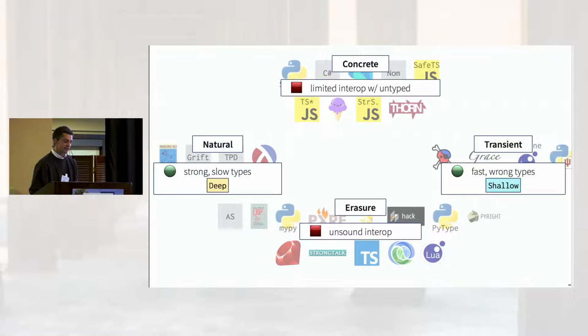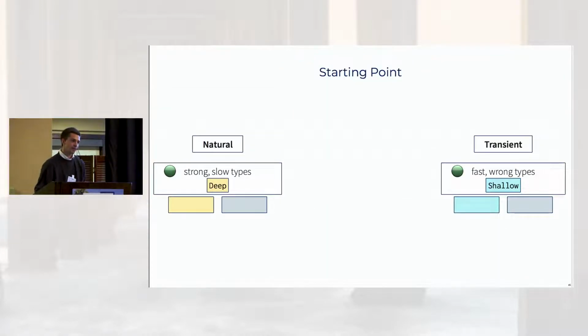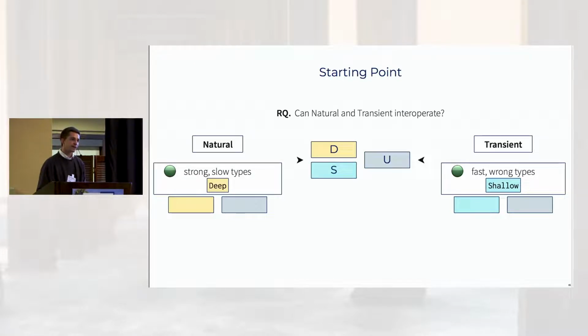We are interested in these other 2, natural and transient. And yes, the quick explanation is that natural gives you slow but strong types, and transient gives you fast, wrong types. And the label that I use to talk about the specification is deep types on the natural side, shallow types on the transient side. So deep and shallow are the guarantees that we expect these types to provide. Natural and transient are the implementation strategies that give us these. So what we'd like to do is take these 2 parallel worlds of gradual typing and combine them into one.